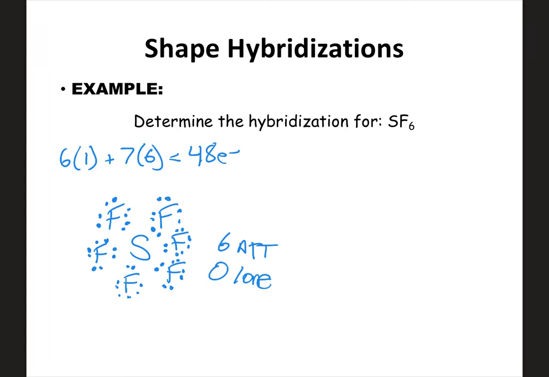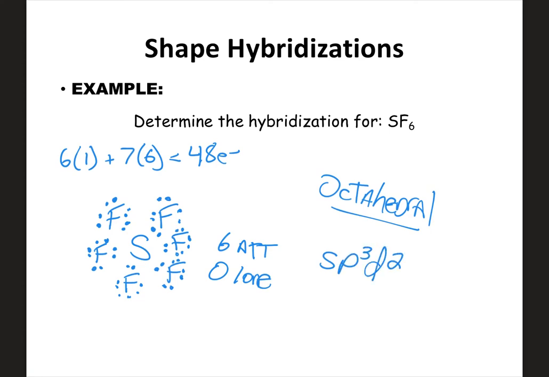By definition for shape, this would be octahedral, because there are 6 attached, 0 lone pairs. That would be the definition of octahedral. Now, if you want to do hybridization, your superscripts for your hybridization have to add up to 6. There are 6 attached. So the hybridization for this is going to be sp3d2. 1 s plus 3 p's plus 2 d's gives you 6.